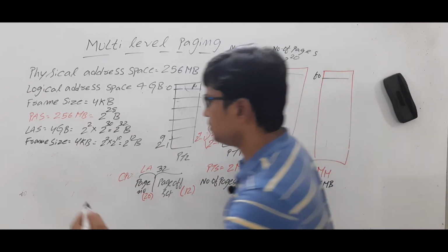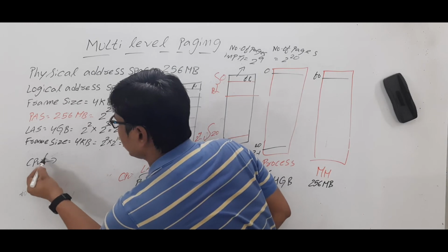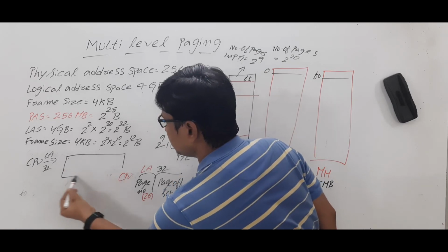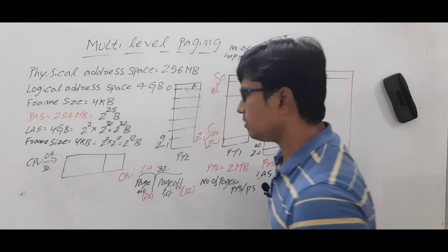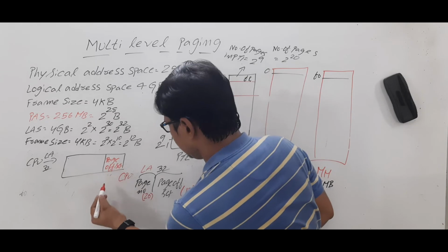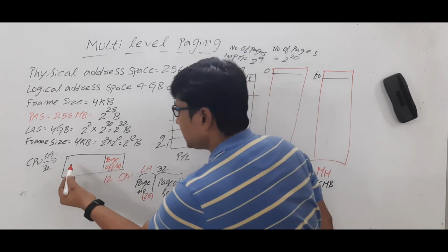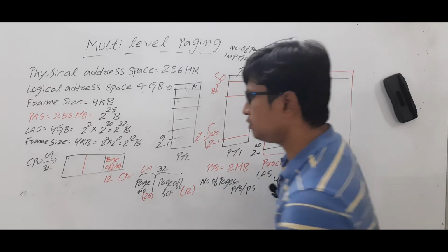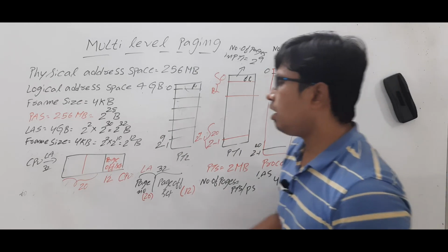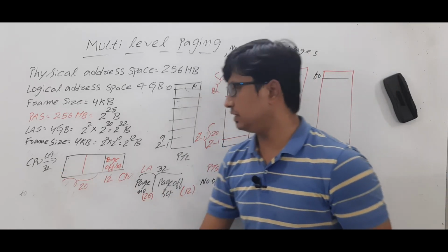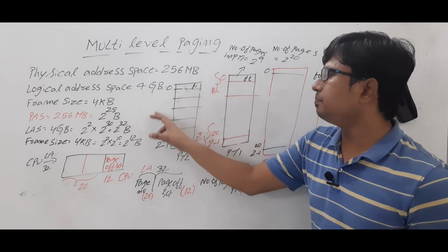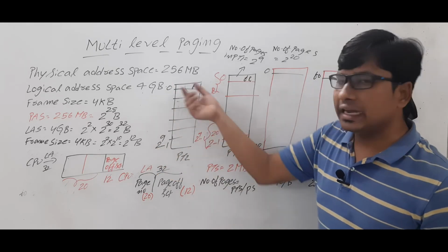So the CPU is generating the logical address of 32 bits. Okay, that will be divided into three parts now. One is the page offset, which is 12 bits. Okay, and the page number will now be further divided into two parts. This entire page number size is 20 bits. Okay, now how we will divide this page number into two halves, we will discuss now. Now look at here, the page table 2, how many entries are there? 2 power 9 entries are there.